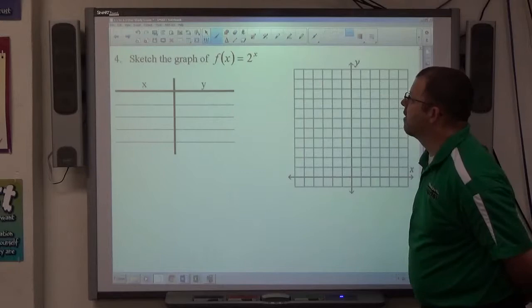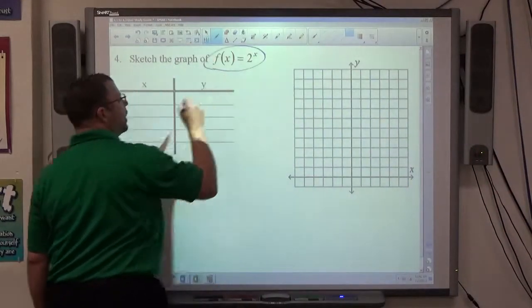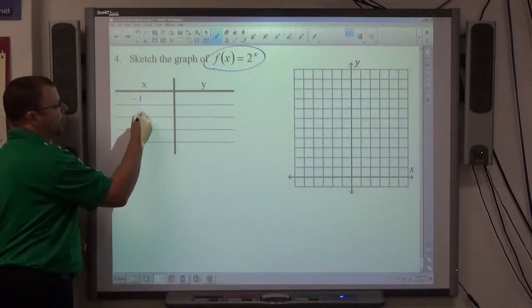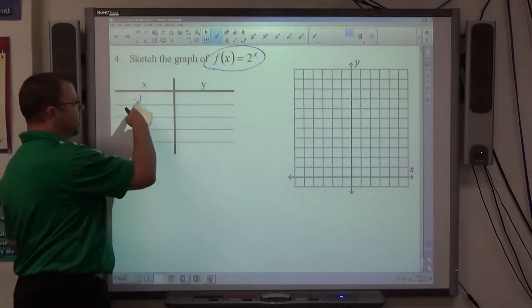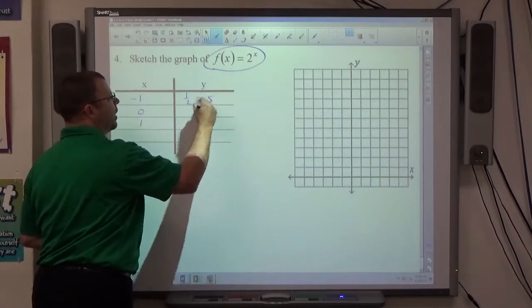Number 4, sketch the graph f of x equals 2 to the x power. What I told you in class about an exponential function, the 3 powers I want are the negative first, the 0, and the first power, because we can do those without a calculator. It's real simple. -1 reciprocates. The reciprocal of 2 is 1/2. 1/2 is equal to 0.5.